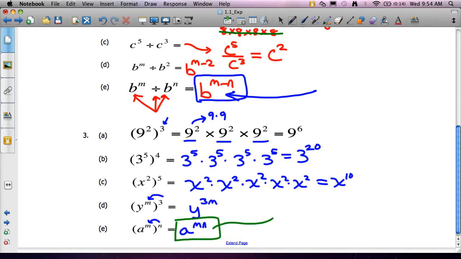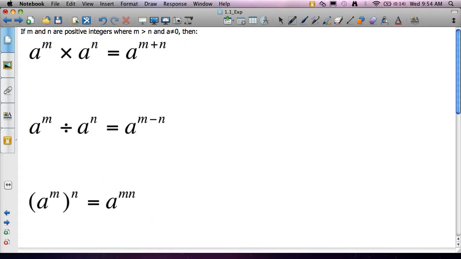Yet another rule involving exponents or indices. So the three main rules, just to recap what we've gone over so far. If you have a to the m times a to the n, that means you have two similar bases being multiplied, with two different indexes or indices. What you can do is add the indices together and keep the base the same.